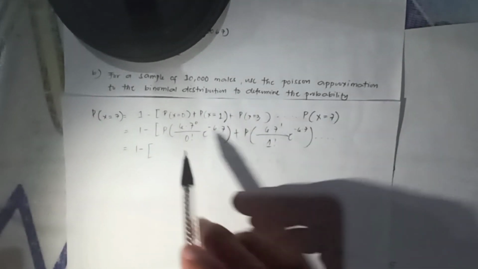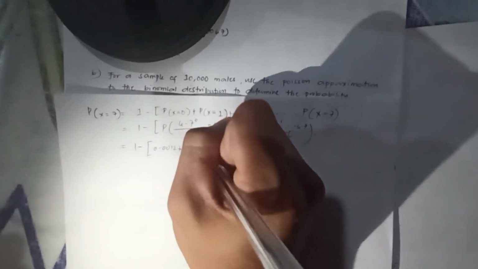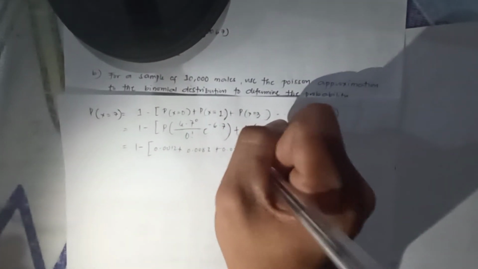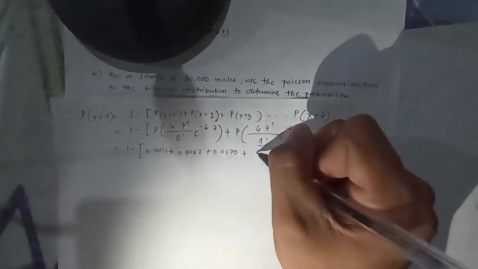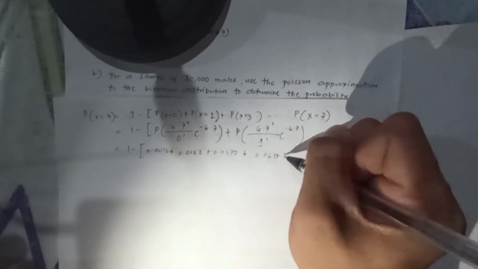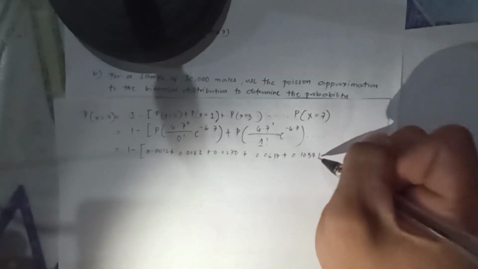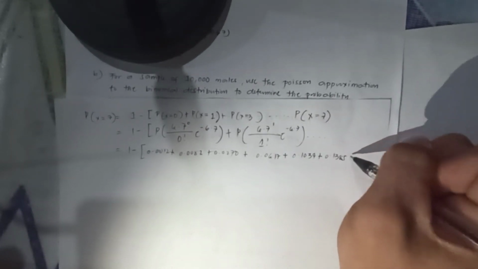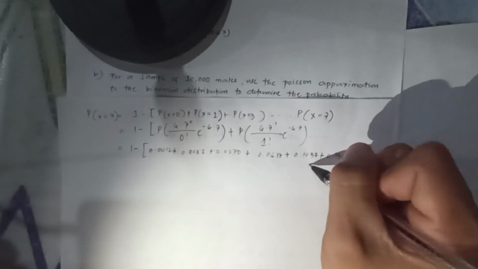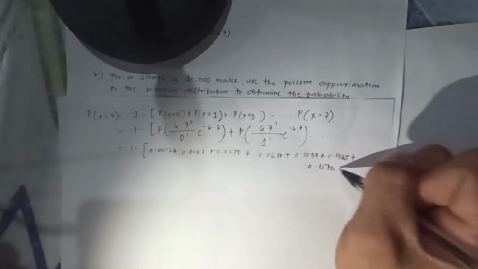And then if you calculate the value of each probability from 0 to 7, you get 0.0012 plus 0.0082 plus 0.0270 plus 0.0617 plus 0.1034 plus 0.1385 plus 0.1546 plus 0.1480, and then you subtract it from 1. So therefore the value of your P, that is X greater than 7, is 0.3568. So that is the answer for your question number 2.